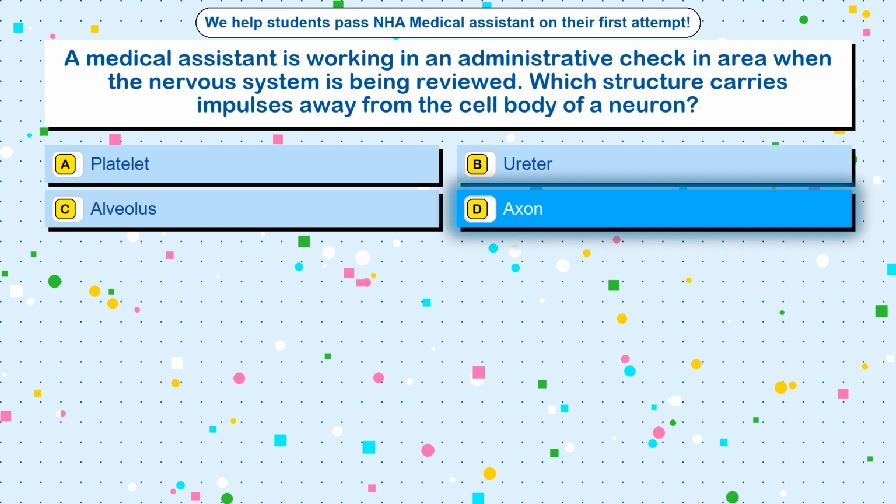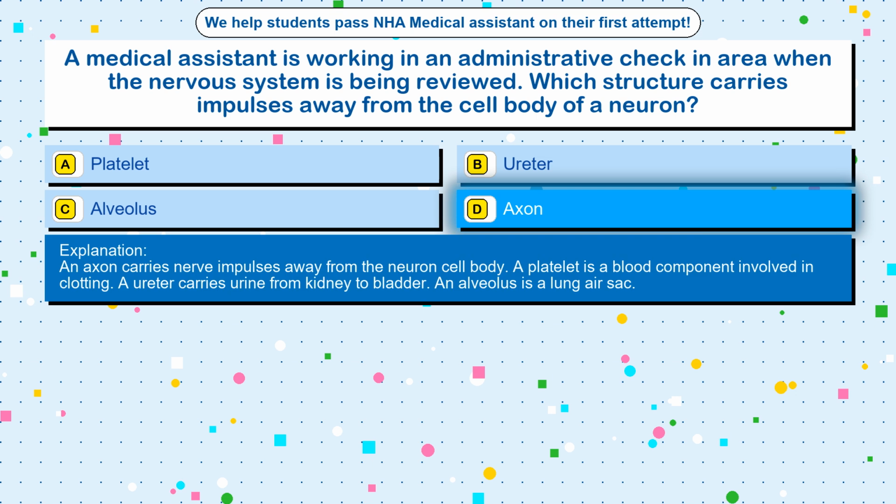The correct answer is option D, axon. An axon carries nerve impulses away from the neuron cell body. A platelet is a blood component involved in clotting. A ureter carries urine from kidney to bladder. An alveolus is a lung air sac.